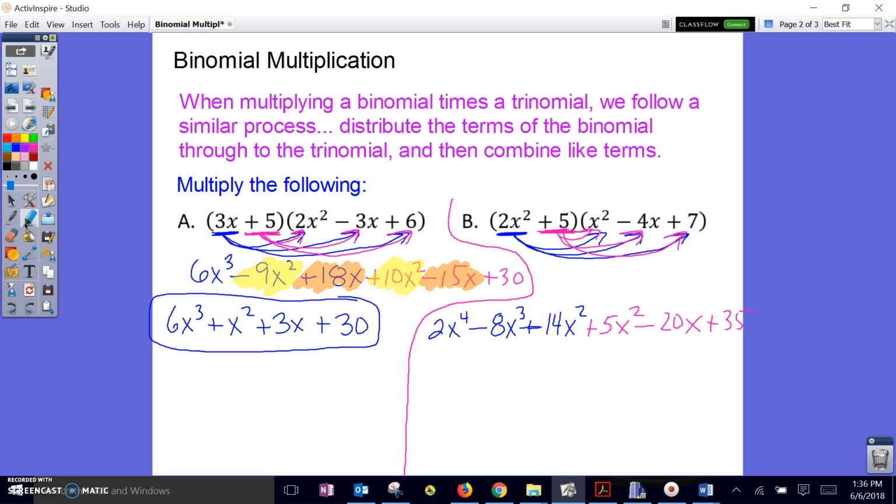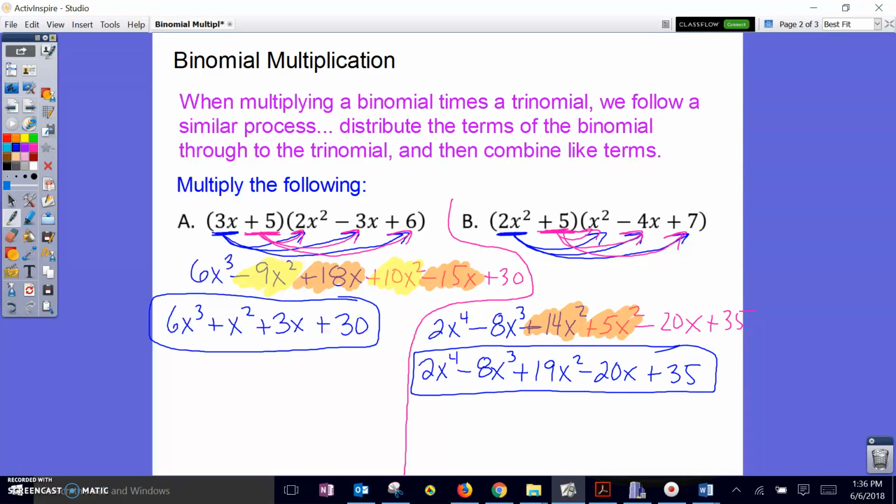And now I'm going to look at this and see, are there any like terms? We see that there are x squareds in common. Those are the only like terms, so those are the only terms I'm going to have to combine. So I write down my x to the fourths, my x to the thirds. Now I combine my x squareds. I've got 14 of them and 5 of them. Those 14 and 5 added together give me 19 x squareds. And then everything else, there's nothing to combine with. And so this is what I get when I multiply those two polynomials together. All right?